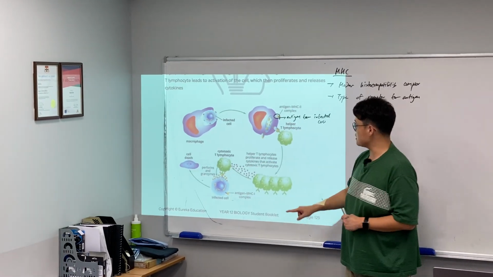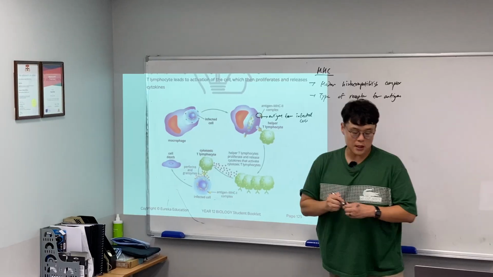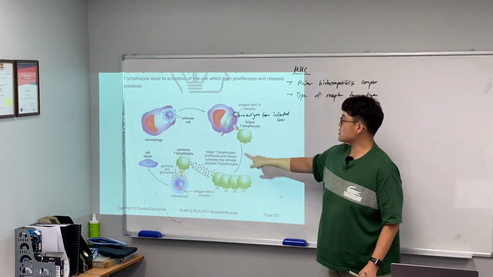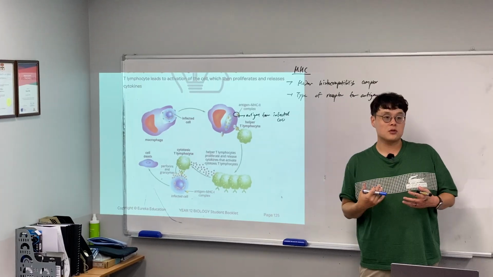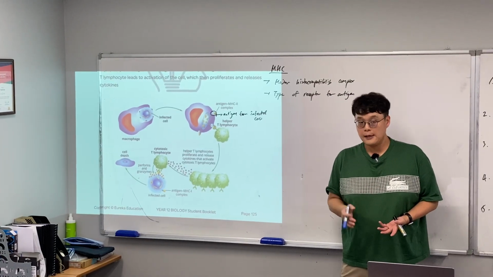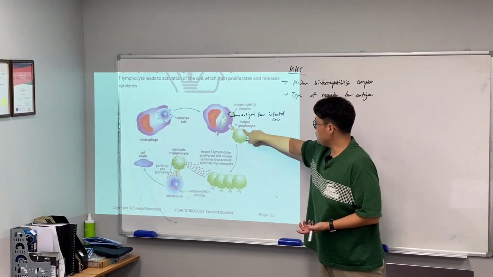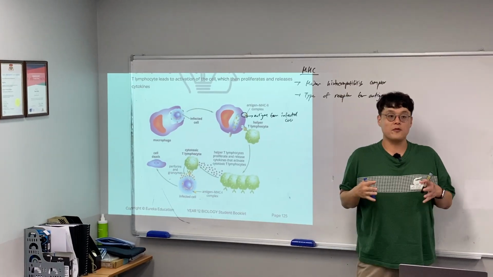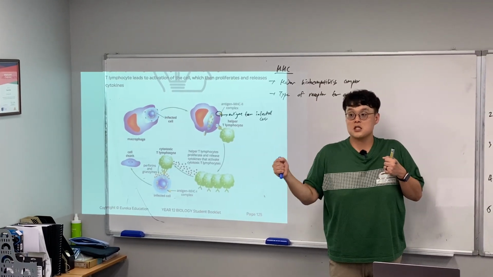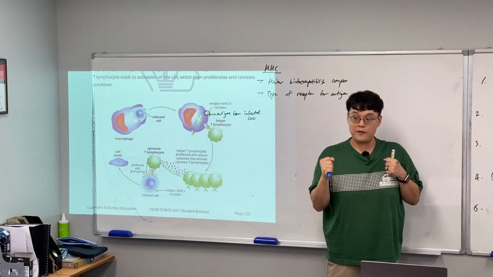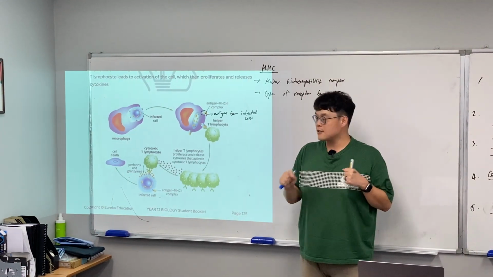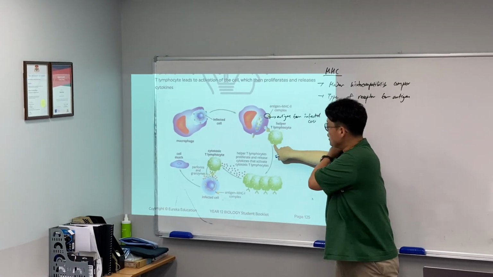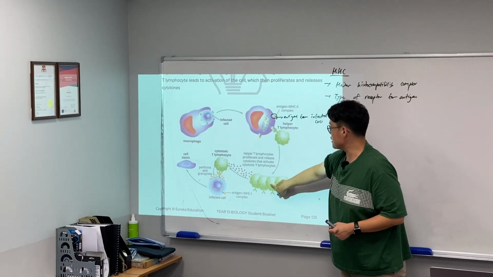So what actually happened is this. Remember that there are two types of T cells. One is the helper, one is the cytotoxic. The way you can remember cytotoxic is killer cells. What does a killer cell do? This helper T lymphocyte first of all recognizes that there is a very specific antigen that has invaded your body. Then it releases a cytokine to activate the cytotoxic T lymphocyte.